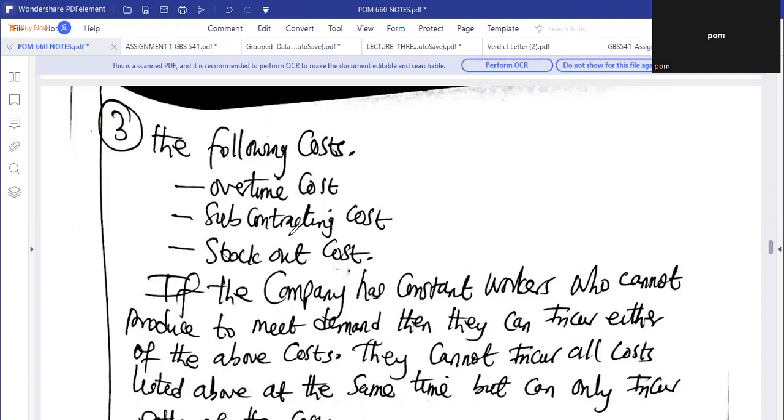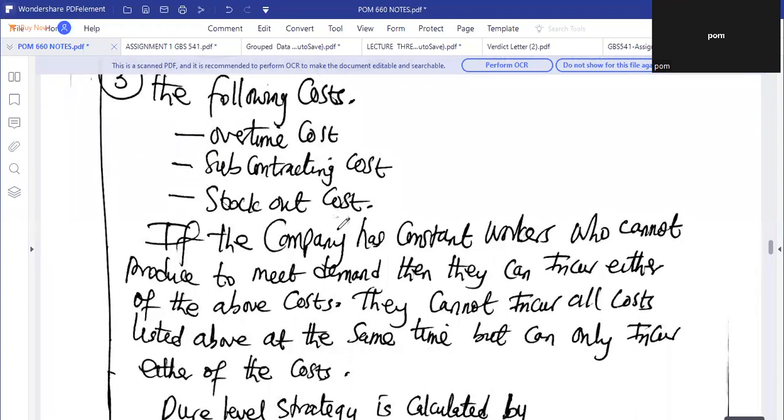Or it is just good that you tell customers that you don't have stock. We are going to incur the cost of losing business. You say, I can't manage. So that's a stock out cost. We cannot just manage to give you these units. So there are three options that are involved here when you have maintained the workforce. If they can't produce to meet demand, tell them to work overtime, option one, or subcontract as a firm, or just declare to customers that you don't have stock.